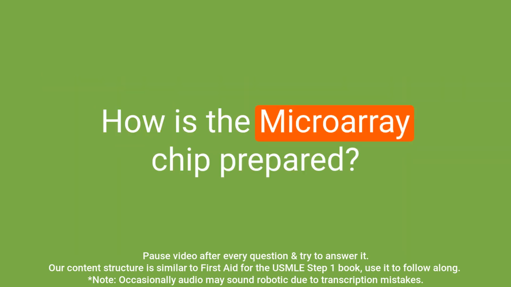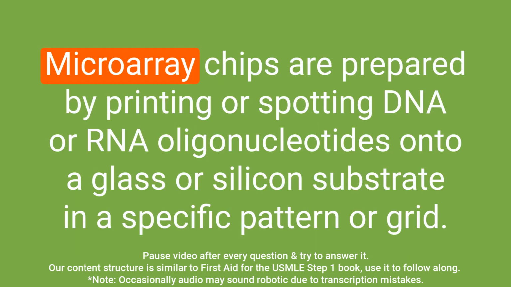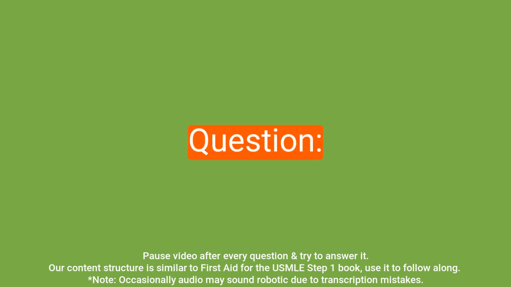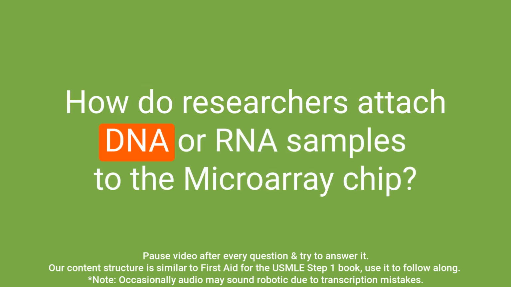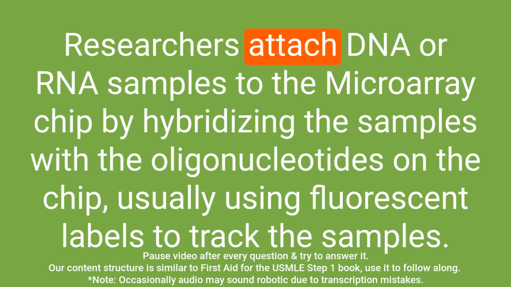Question: How is the microarray chip prepared? Answer: Microarray chips are prepared by printing or spotting DNA or RNA oligonucleotides onto a glass or silicon substrate in a specific pattern or grid. Question: How do researchers attach DNA or RNA samples to the microarray chip? Answer: Researchers attach DNA or RNA samples to the microarray chip by hybridizing the samples with the oligonucleotides on the chip, usually using fluorescent labels to track the samples.